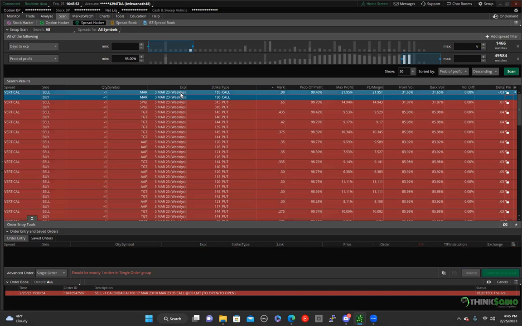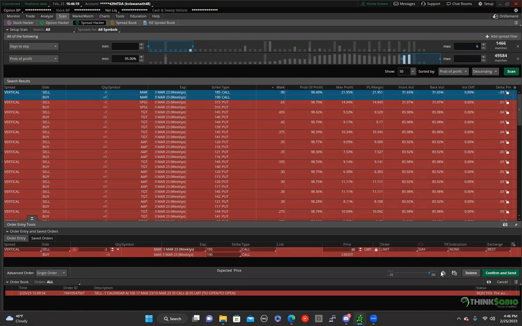But what I'm trying to show you is this scanner right here will do all of that work for you. You don't have to do anything. All you have to do is run these 2 conditions. If you want to add, you can add more, but I think this is more than what you need. Just run this to expiry for whatever days you want, and probability of profit, you want it to be greater than 95%. Run the scan, sort by mark or sort by probability of profit. All you have to do is right click, create duplicate order, confirm and send.